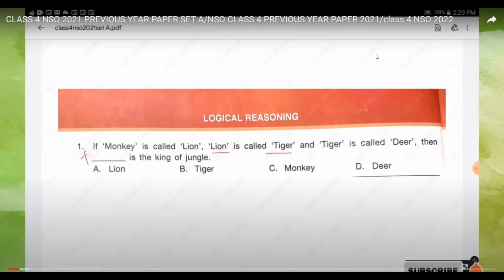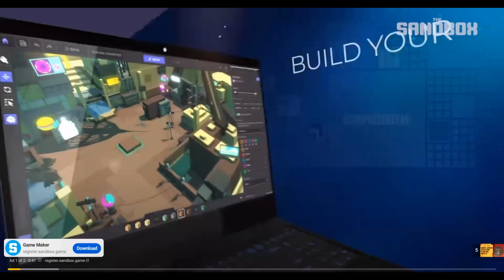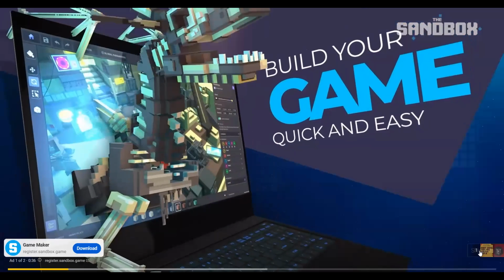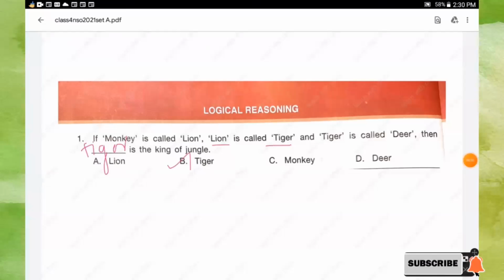Tiger. Tiger is the king of jungle. Option B is the right answer.